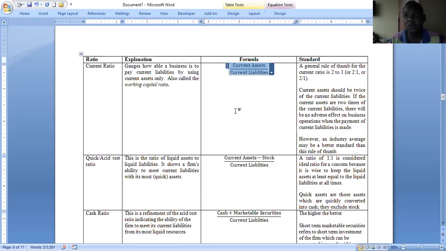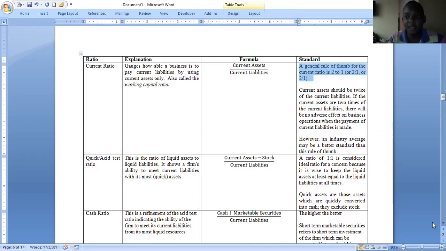The higher the current ratio, the higher the liquidity of the business. So as a general rule of thumb, the current ratio of a business should be equal to 2:1. The ratio of 2:1 for current ratio is ideal, especially for trading companies. The higher the current ratio, the more liquid the business is.